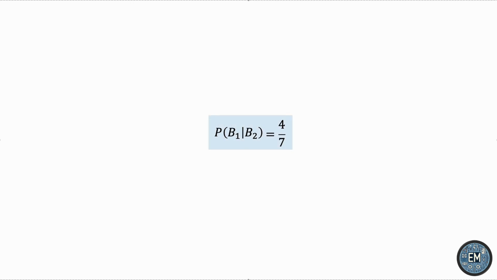And if you think about it, this result makes sense. It's logical for this probability to be a little bit more than 50%. Because if the statistician selected a boy on day 2, then it's more likely for the child that was born on day 1 to have been a boy.